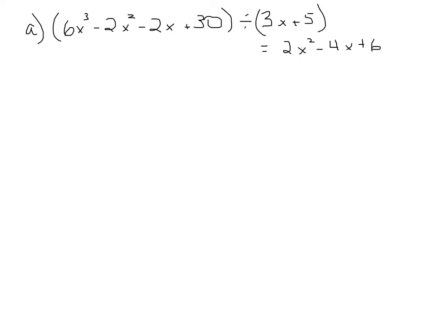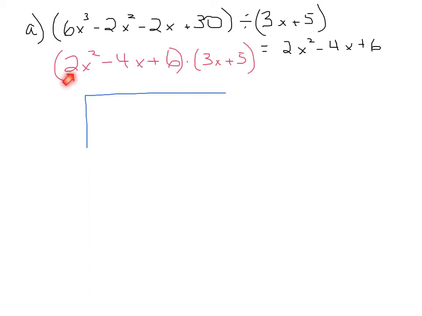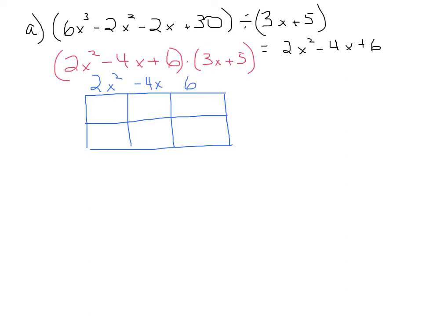So let's do that. And this gives me a chance to review box multiplication. When we're multiplying polynomials together, we can draw a box where it has as many columns as it has terms here. So we're going to have 3 columns, and as many rows as it has there. And you can do it in either order. So here are our columns, and here are our rows. And then on top of our columns, we put each term, 2x squared, negative 4x, and 6. And then for our rows, we put 3x and 5.